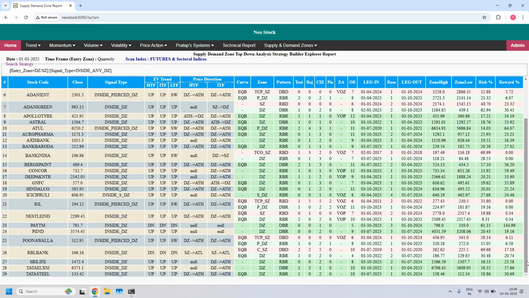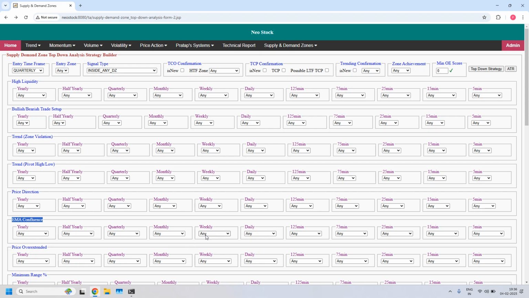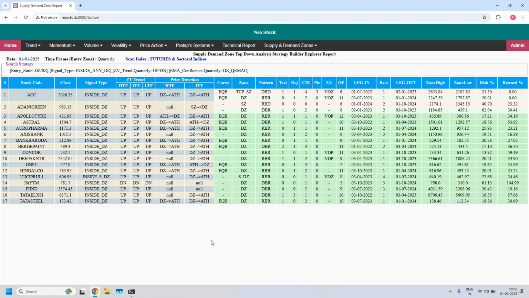We can further filter this list based on the quarterly EMA Confluence. So in the EMA Confluence at quarterly time frame, I am setting the filter quarterly demand zone having quarterly EMA Confluence, and trend in quarterly time frame should be either up or down, should not be sideways for EMA Confluence. So total 17 stocks are filtered out of 29. All these 17 quarterly demand zones are having quarterly EMA Confluence. You can look into the search filter. Always the search strategy will be helping you to understand how you filtered the report.